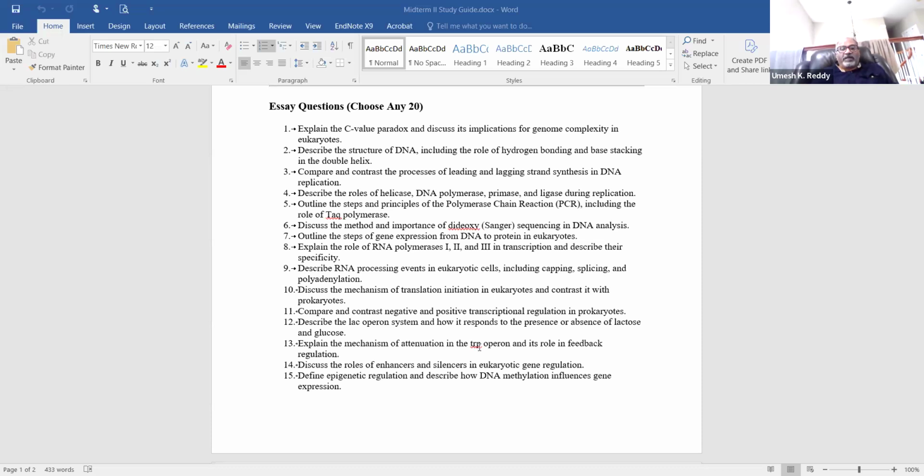So what is the mechanism of attenuation? That is question number 13. So what is attenuation? After the operator, there is a sequence called the leader in the trp operon. That leader is 114 nucleotides in length. Once that is transcribed, it will produce a stem loop structure.